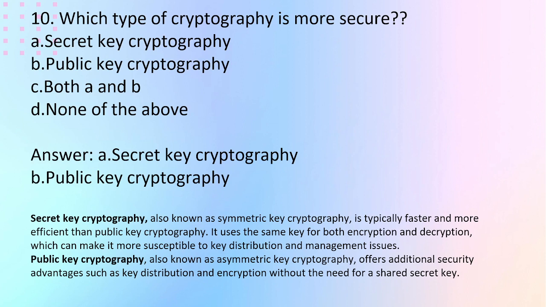Which type of cryptography is more secure? Answer: both secret key cryptography and public key cryptography, that is, both A and B. Secret key cryptography, also known as symmetric key cryptography, is typically faster and more efficient than public key cryptography. Public key cryptography, also known as asymmetric cryptography, offers additional security advantages such as key distribution and encryption without the need for a shared secret key.